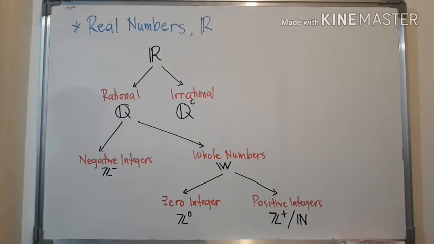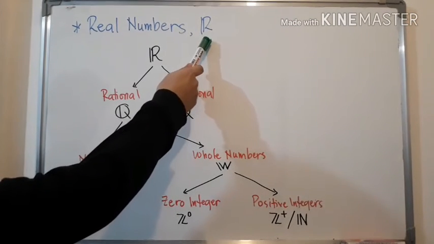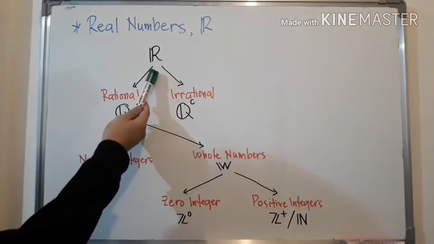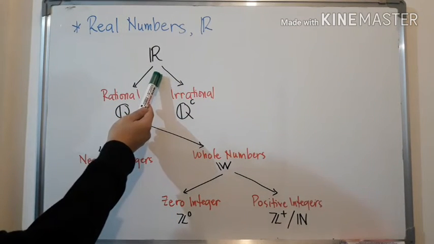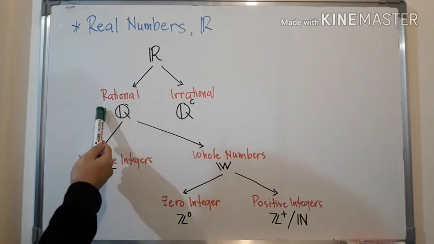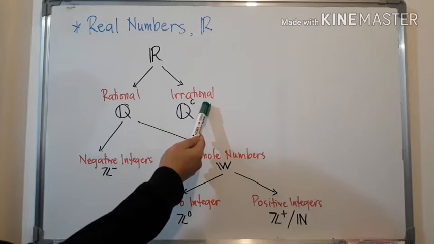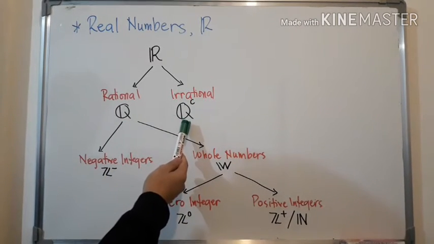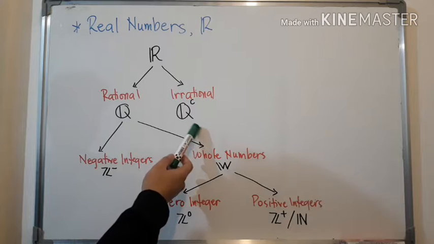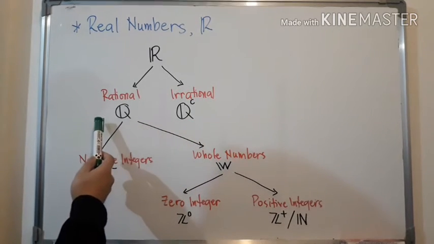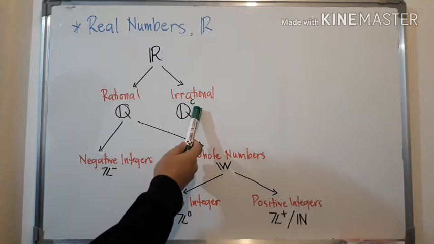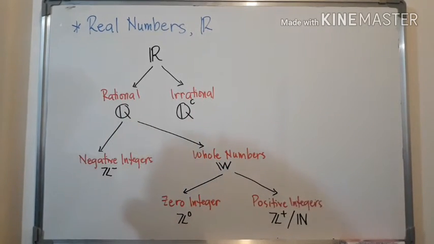Let's have the real number system. So this is the mathematical notation for real numbers. A real number is a set containing rational and irrational numbers. This is the notation for rational numbers, and this one is the notation for irrational numbers. Now, as you have noticed, irrational numbers is just a complement of the rational numbers.